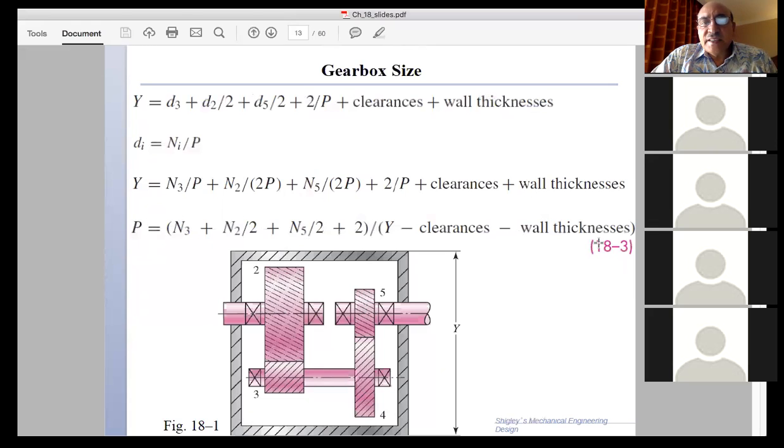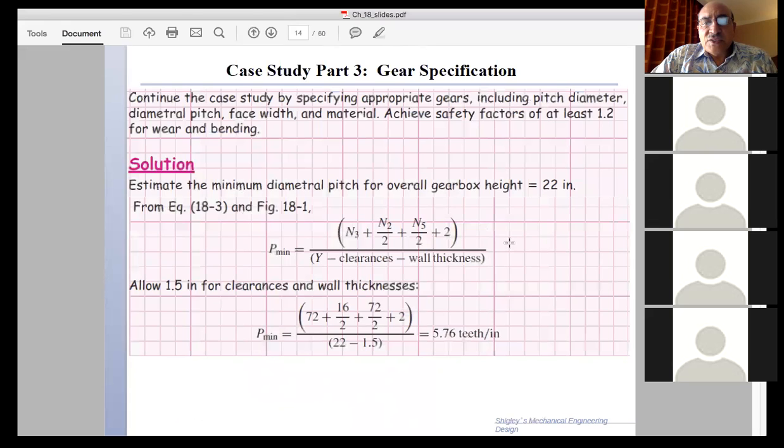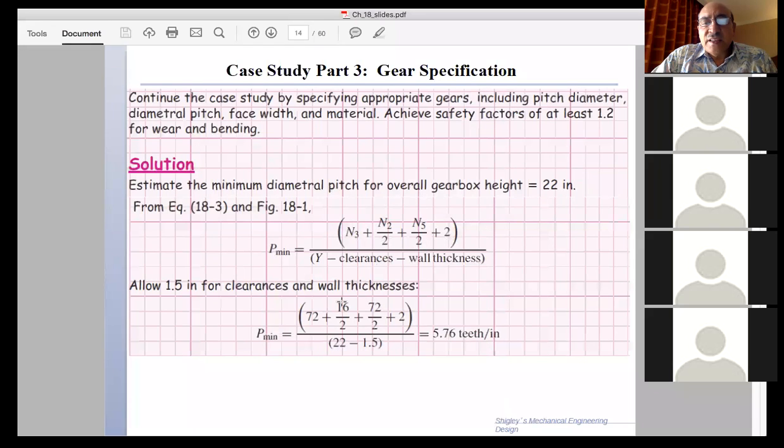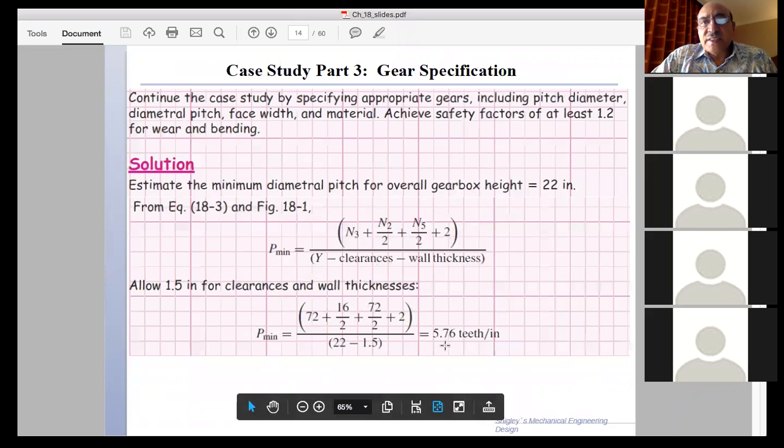So the pitch, as I said, is known as the number of teeth per inch. For that solution here, the overall gearbox height is 22 inches. It's a constraint. Based on that constraint for Y and the clearances, we have clearances and wall thickness of 1.5 inch. We have determined now the number of teeth, and the minimum pitch required for the selection is 5.76. So we're going to approximate it to 6.